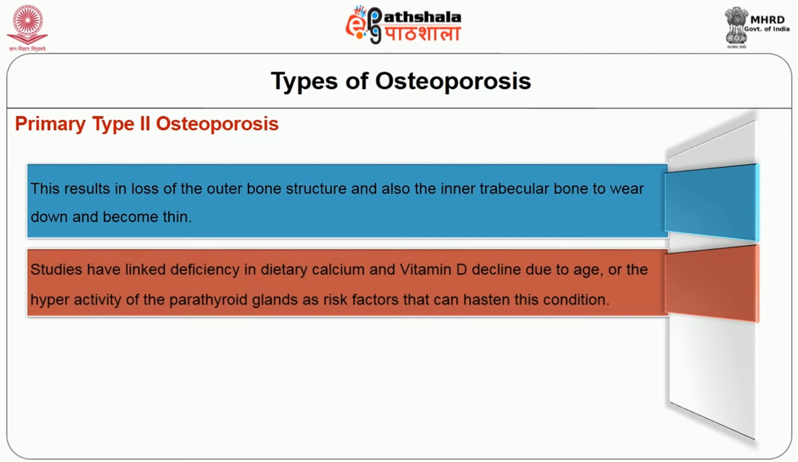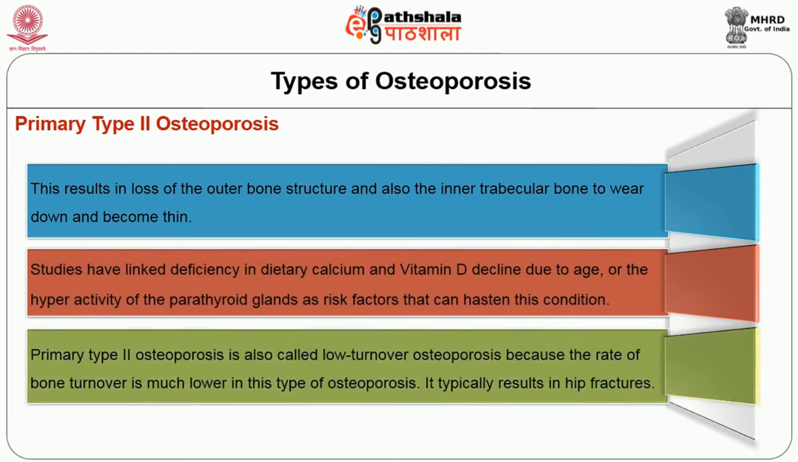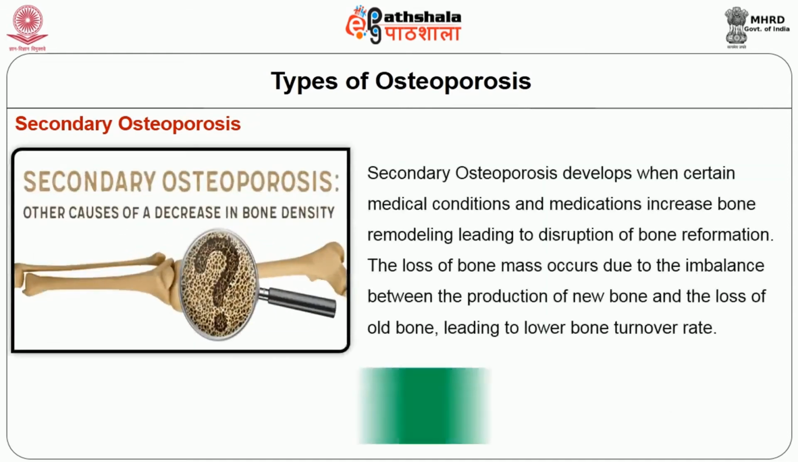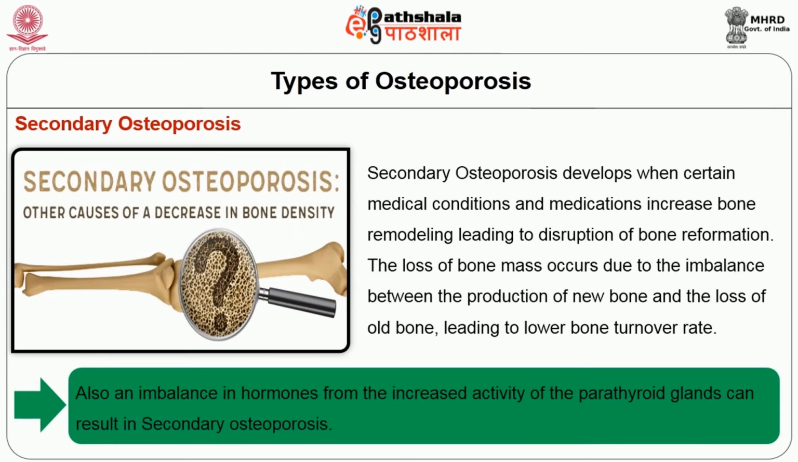Many studies have linked the deficiency in dietary calcium and vitamin D, as it declines with age, or the hyperactivity of parathyroid hormones, which is secondary to hyperparathyroidism, as one of the risks that can hasten this condition. The primary type 2 osteoporosis is also called low turnover osteoporosis because the rate of bone turnover is much lower in this type of osteoporosis, and typically it is going to result in hip fractures.